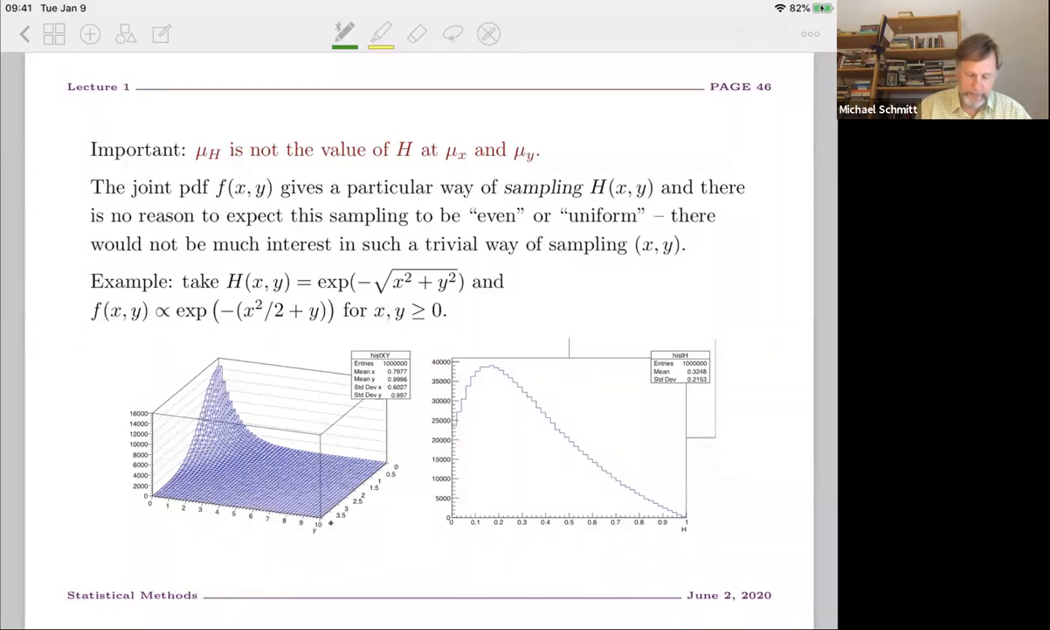One thing that is maybe a little bit important is that mu of h is not necessarily the value of h at the mean of x and y. Sometimes it is, but you cannot assume that it is. And this page 46 just shows you a little bit of an example for that. Okay.